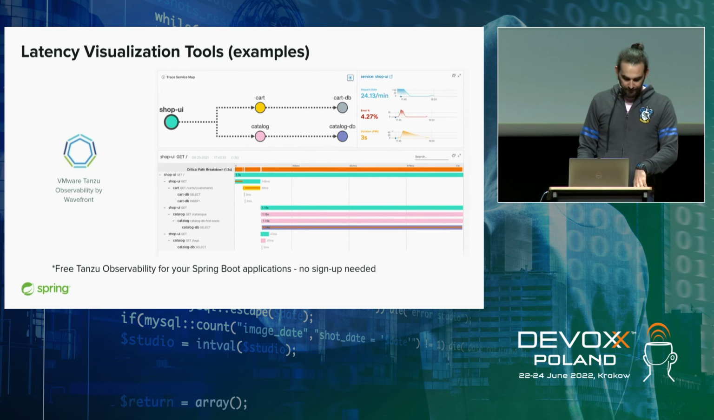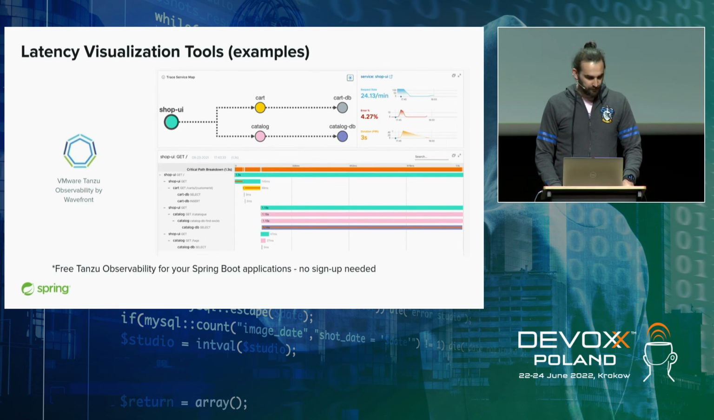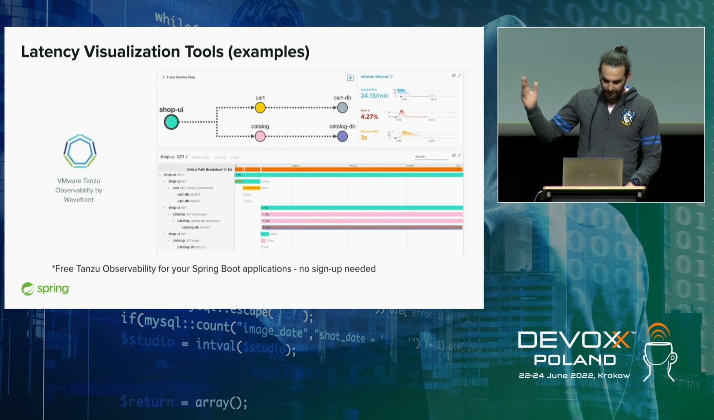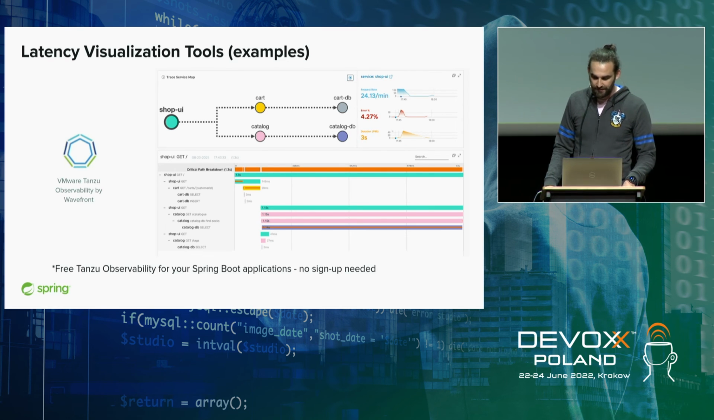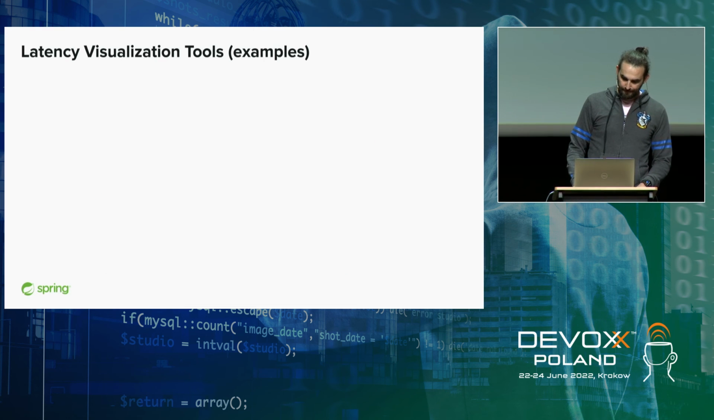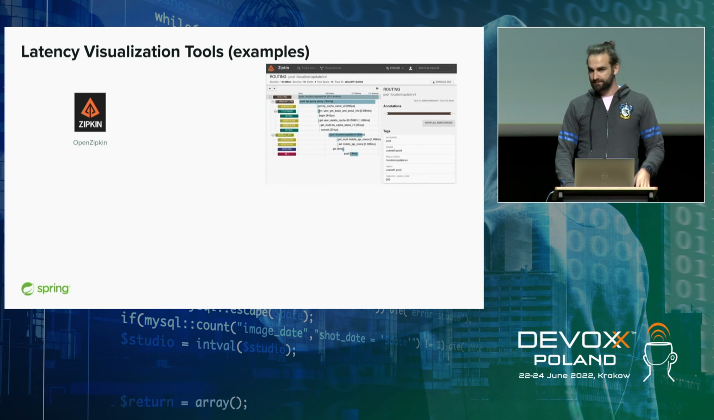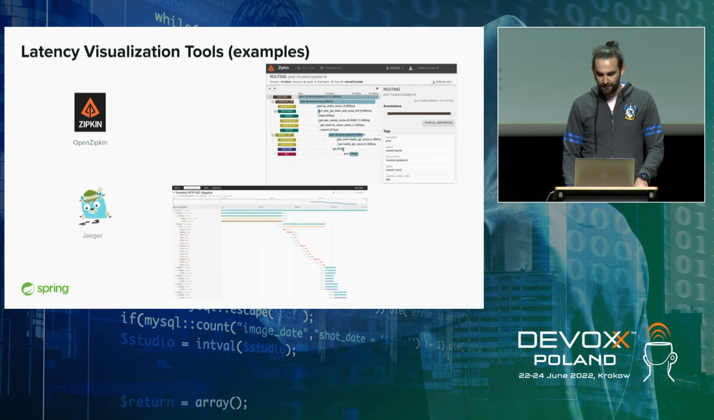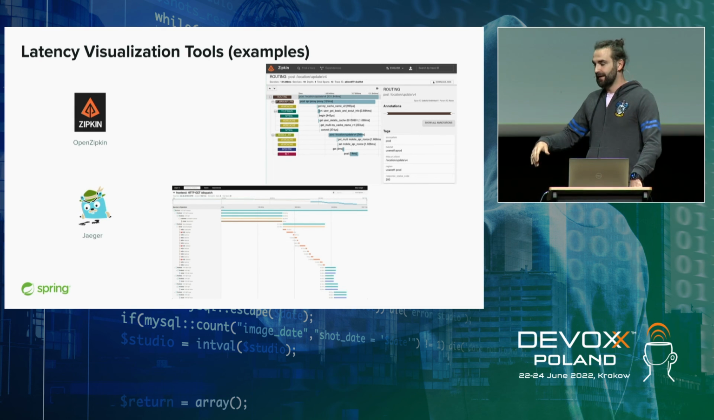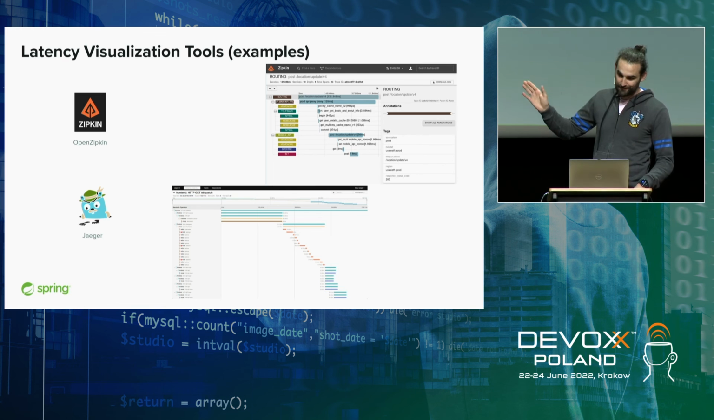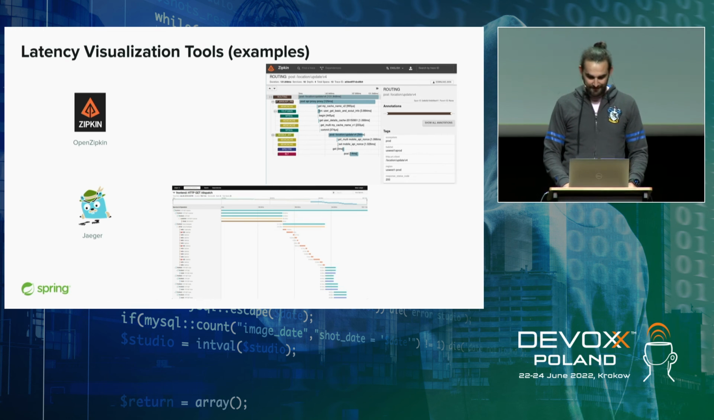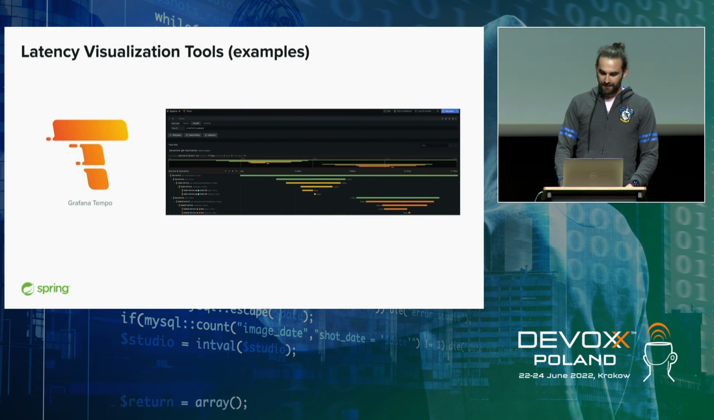So let's look at certain latency visualization tools as some examples. VMware Tanzu Observability by Wavefront. If you use it, it's free for Spring Boot applications. You don't need to sign up. We have OpenZipkin, and we have Jaeger, which was, let's say, heavily influenced by OpenZipkin, to say the least. And we have Grafana Tempo that you have seen today.